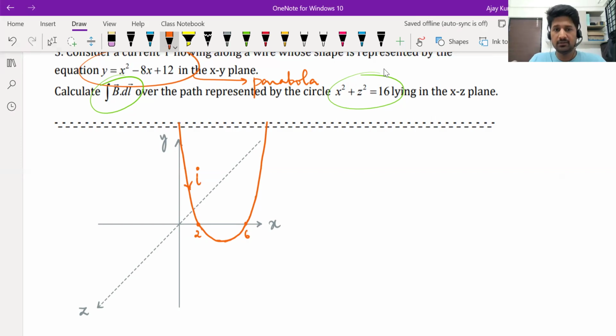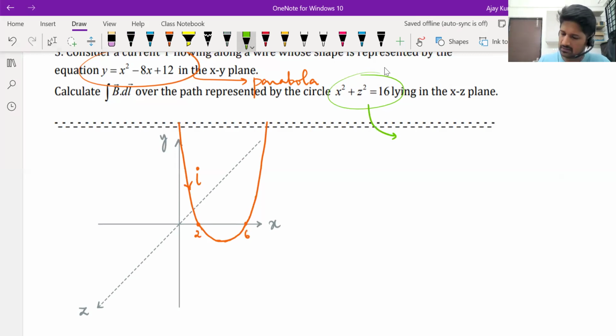The next thing we need to do is visualize the path along which we have to take closed integral b dot dl, or simply integral b dot dl. Since it's a circle, it's a closed path. Can any of you tell me what will the radius of the circle be? I'm sure you must have studied circles in 11th class. X square plus z square is equal to 16. How to draw that circle? It's a circle of radius 4 units. Okay, basic circle equation. There are complicated equations as well. This is the simplest equation I know for a circle, so I've used that.